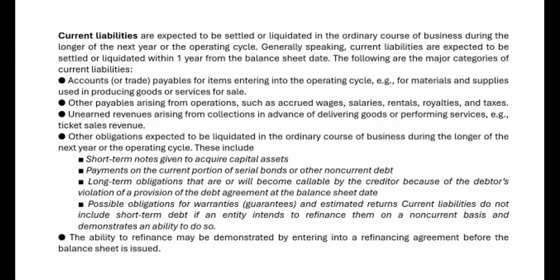Other obligations expected to be liquidated in the ordinary course of the business during the longer of the next year or the operating cycle. These include short-term notes given to acquire capital assets, payment on the current portion of serial bonds, or other non-current debt. Long-term obligations that are or will become callable by the creditor because of the debtor's violation of the provision of the debt agreement at the balance sheet date. Possible obligations for warranties, guarantees, and estimated returns.